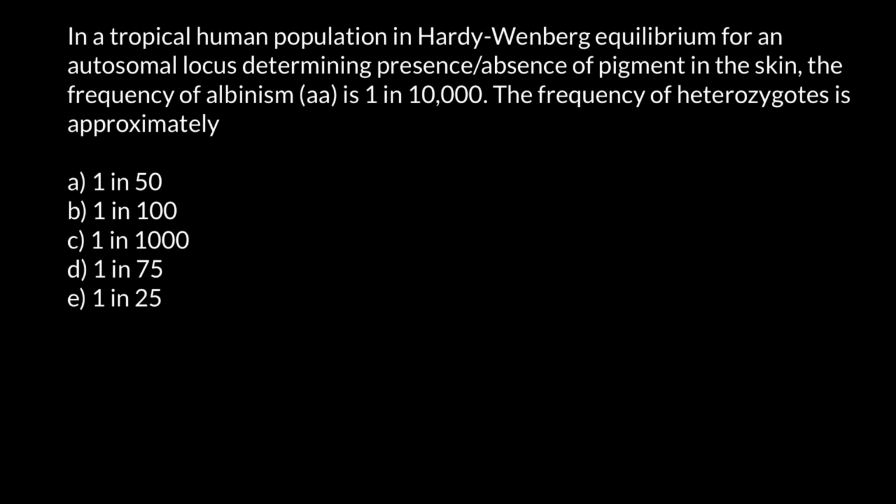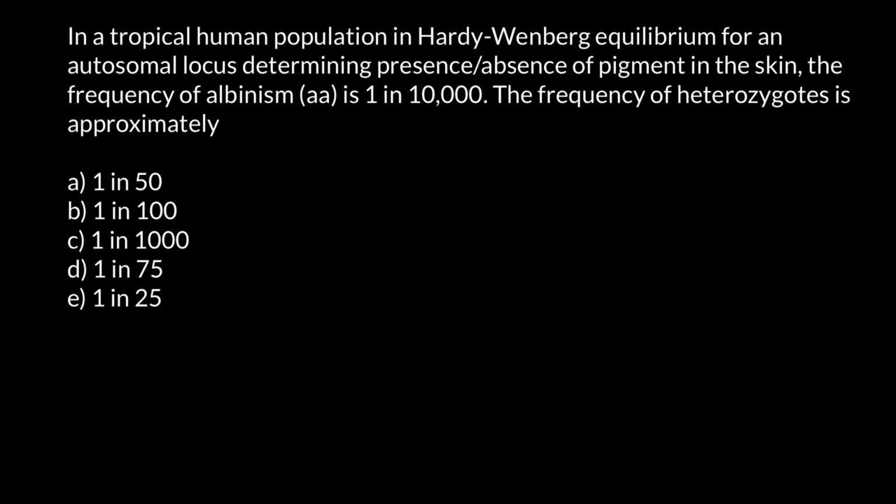Today's problem: in a tropical human population in Hardy-Weinberg equilibrium, for an autosomal locus determining presence-absence of pigment in the skin, the frequency of albinism, which is homozygous recessive, is 1 in 10,000. The frequency of the heterozygotes is approximately, and you have to choose a correct answer. As usual, I recommend you pause the video here and try to solve this problem on your own first, and when you are ready, you can run the video again and compare your answer with my answer and explanation.